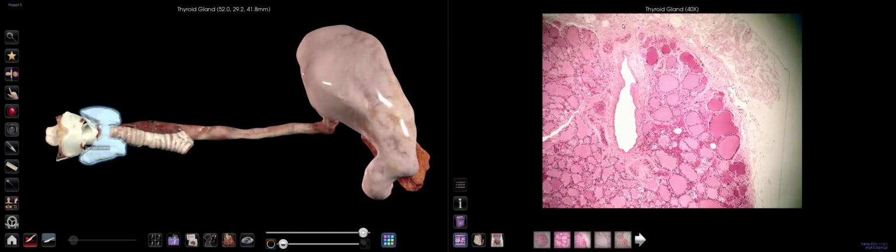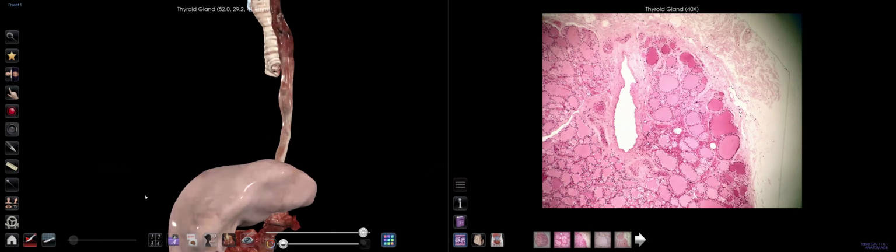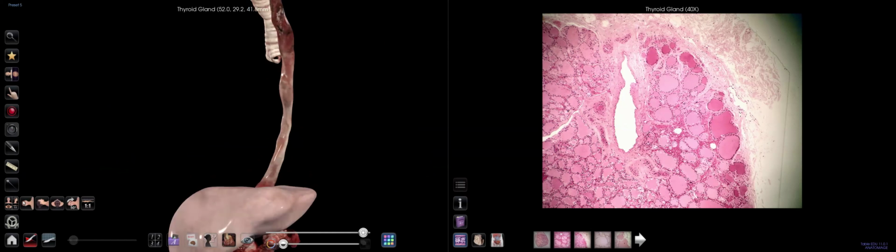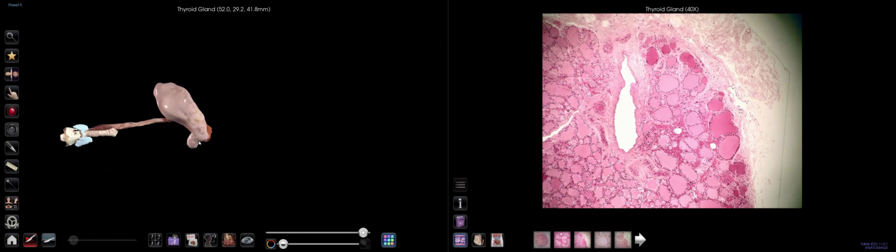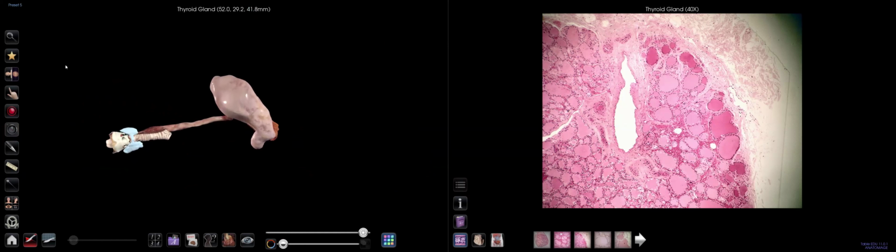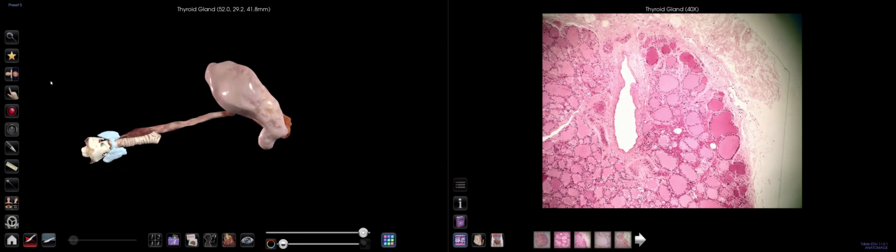All right, so on the left side of your screen, we can see the thyroid gland. Let me get that back into the appropriate view here. Let's zoom back in. There you can see the thyroid gland highlighted. I made it a blue color on the left side of your screen.